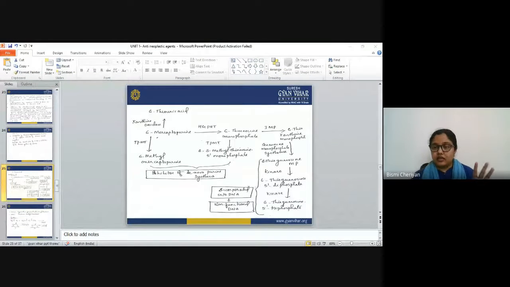Okay, did you understand the mechanism of action of this mercaptopurine? Yes, ma'am. Do you have any doubt in this mechanism of action? If you have any doubt, I will explain it right now.